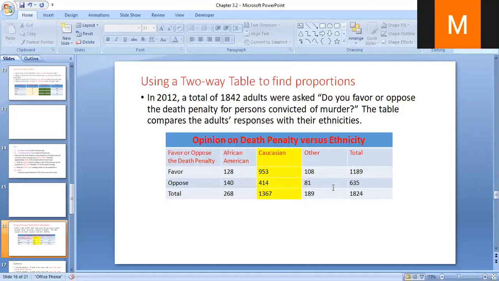The total opposed is 635. And the total of African American in the survey is 268. And the total of Caucasian in the survey is 1,367. And other people in the US, we get 189 people. So the total of all people is 1,824 people.